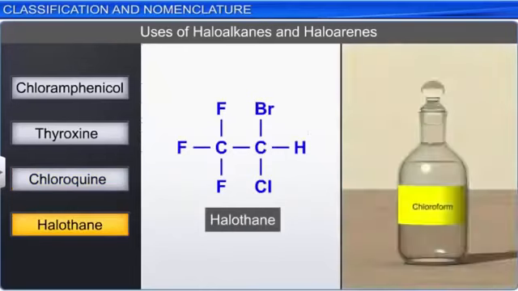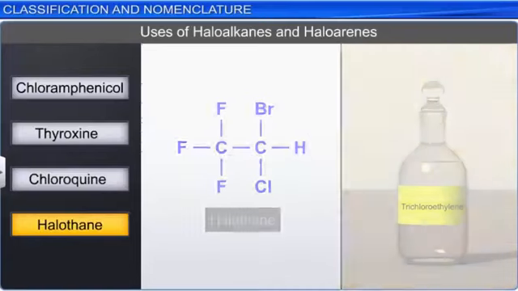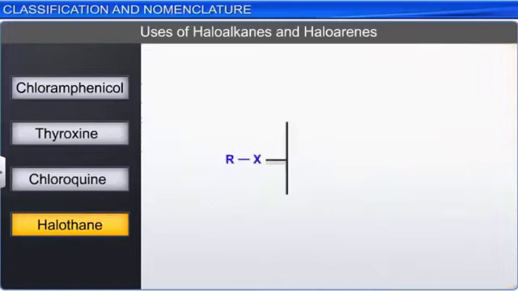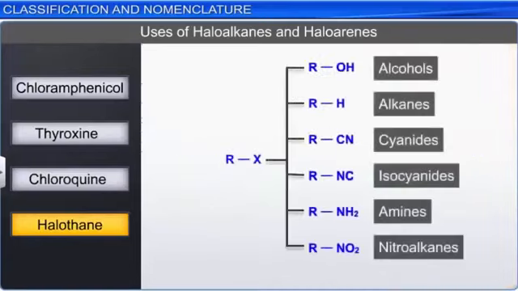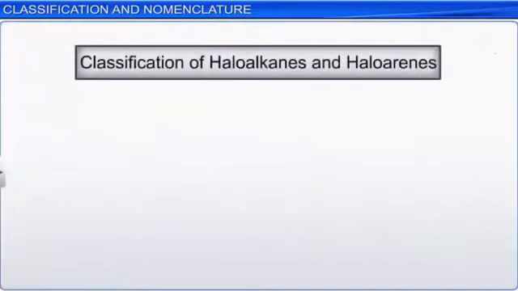Haloalkanes and haloarenes can be classified in several ways. One way is to classify them based on the number of halogen atoms. Chloroethane, a monohaloalkane, and chlorobenzene, a monohaloarene, each containing 1 halogen atom, are shown here.